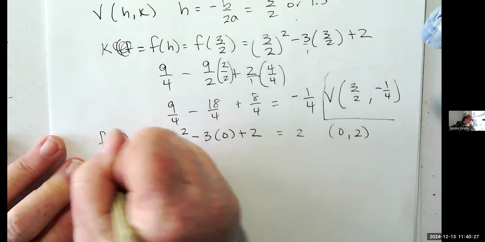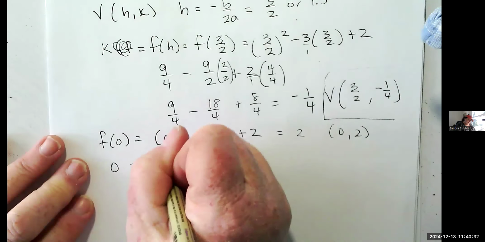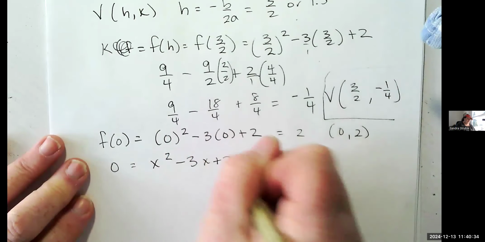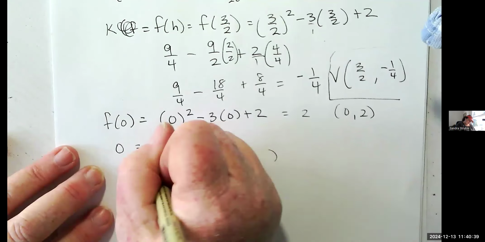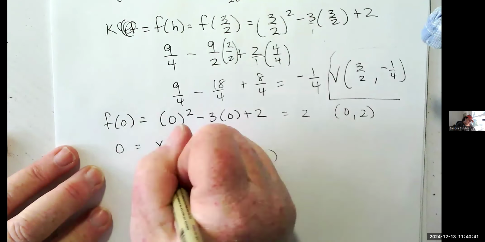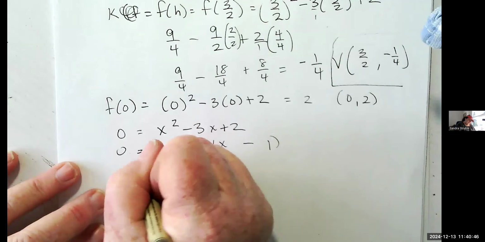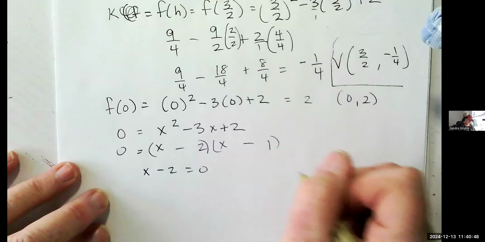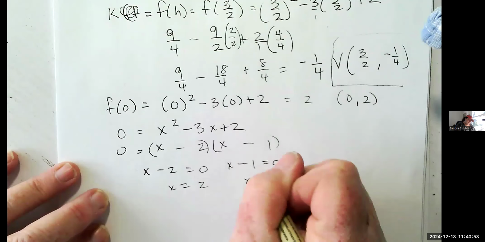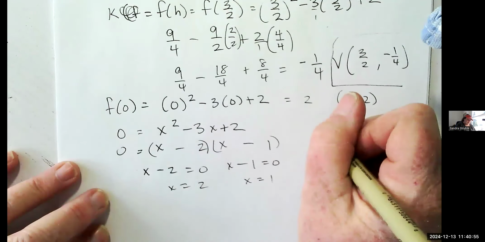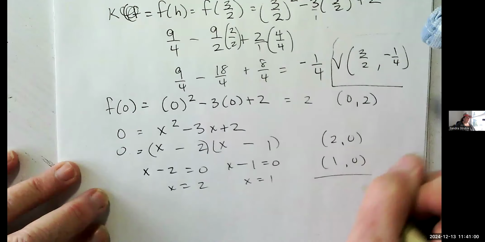X-intercept is where we let y, or f of x, equal 0, and we put the whole equation here and solve for x. A lot of you go straight to the quadratic, and I find this is so much easier than the quadratic. So x minus 2 equal to 0, and x minus 1 equal to 0. So x equals 2 and x equals 1. So our zeros, or our x-intercepts, are 2, 0 and 1, 0.